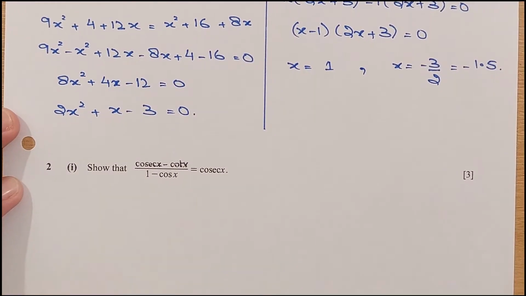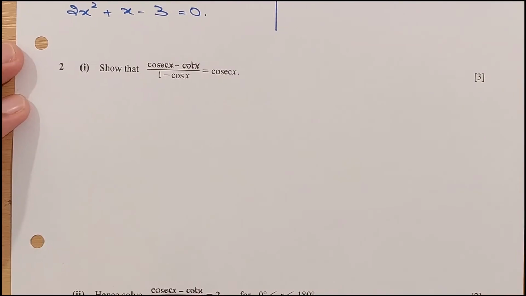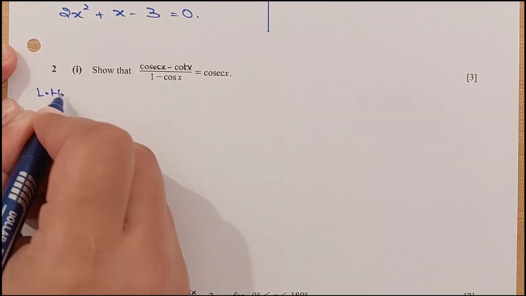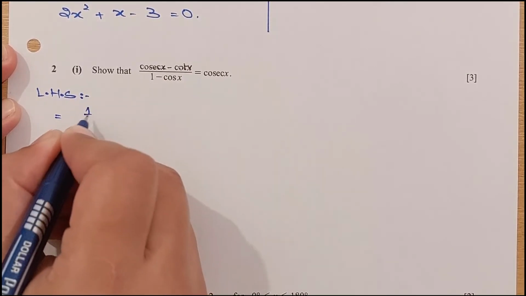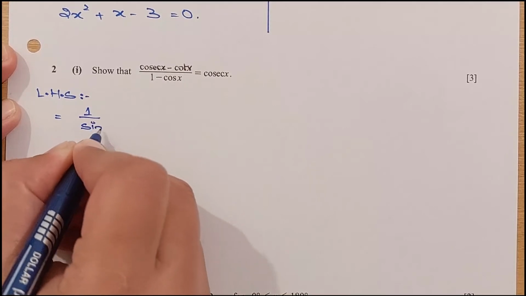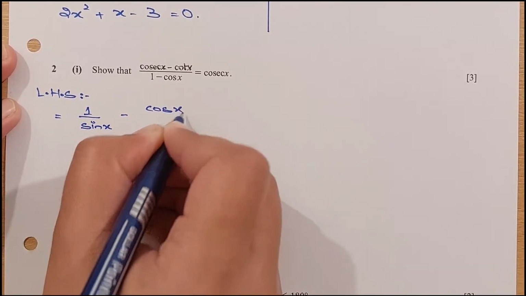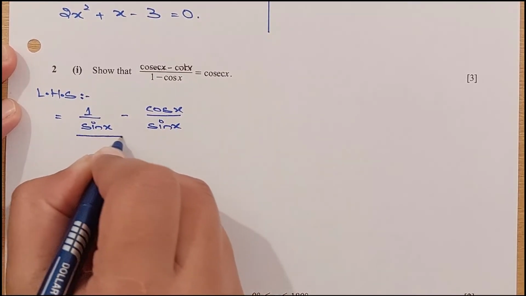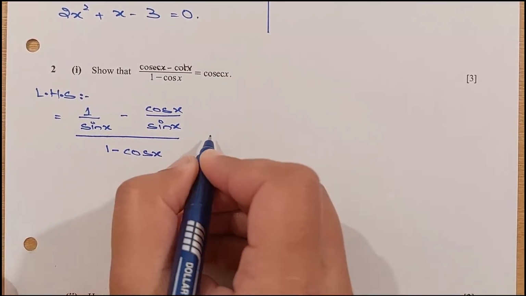Now for question number 2, part 1, we have to show that the left hand side equals the right hand side. So basically we have to prove the identity. So starting from the left hand side, cosecant x is 1 by sine x, cot x is cos x over sine x, and whole divided by 1 minus cos x, right?